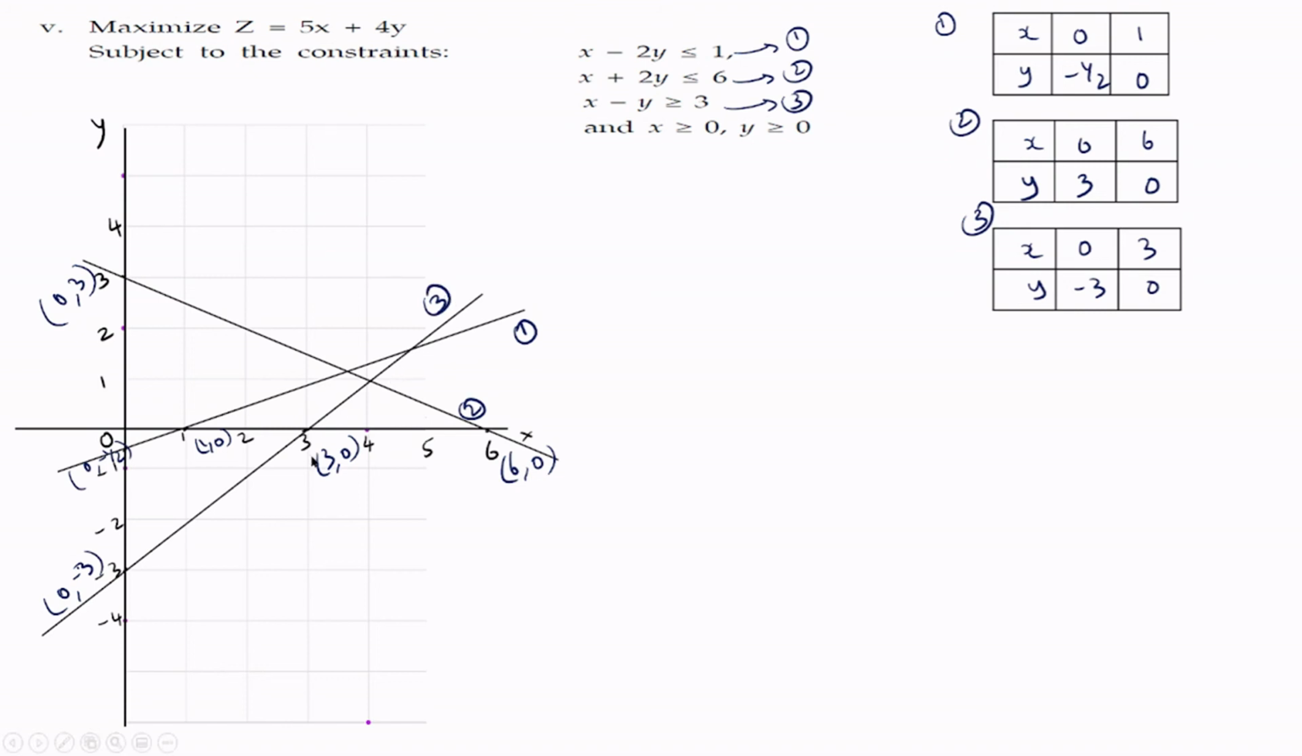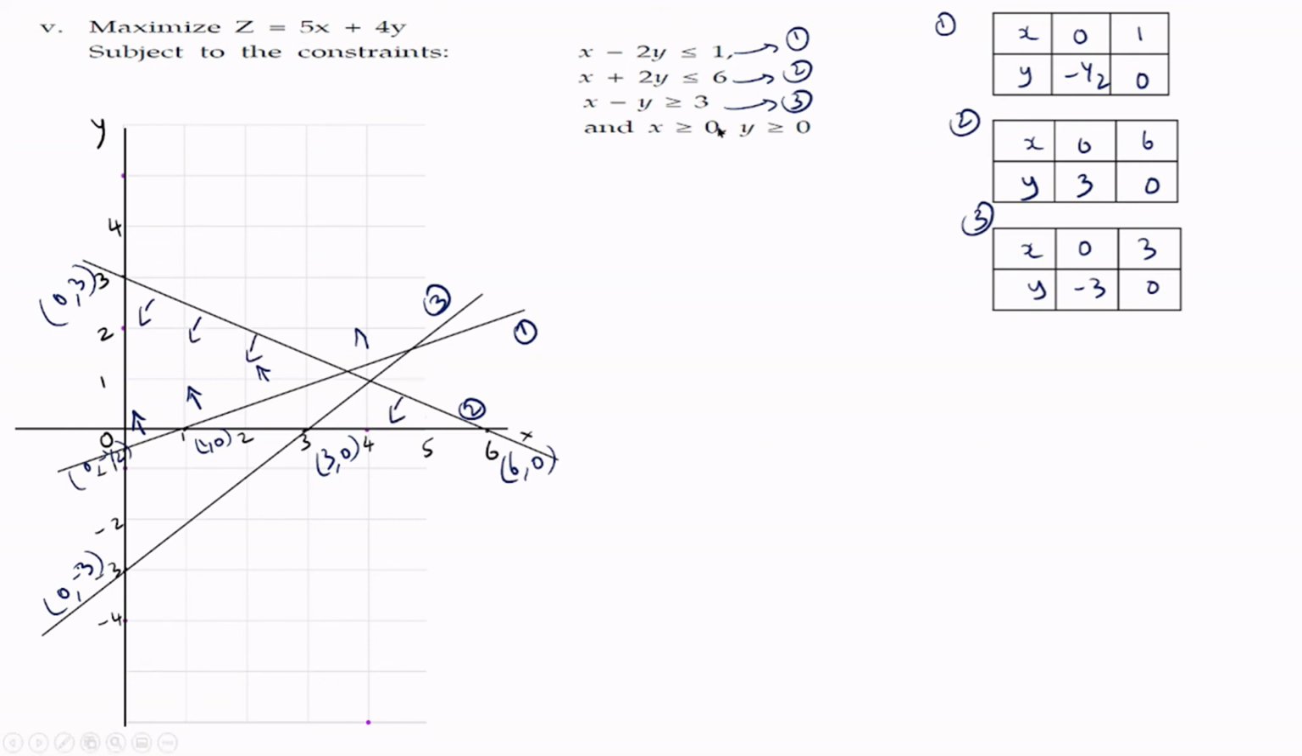Now let us try to find the feasible region. The first inequality is x minus 2y less than or equal to 1. Now let us see whether the origin lies in this. When we substitute x as 0 and y as 0, we get 0 less than 1, which is true. So the region corresponding to the first one is this part. And then the second one is x plus 2y less than or equal to 6. Again, when we substitute x as 0, y as 0, the origin, it is less than 6.